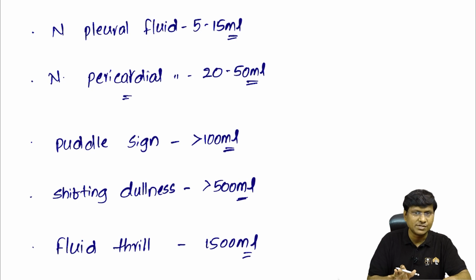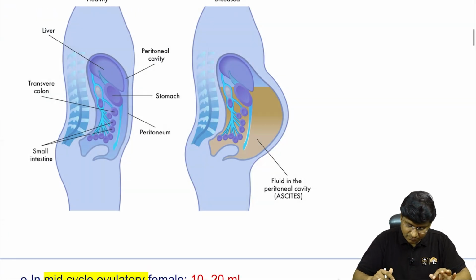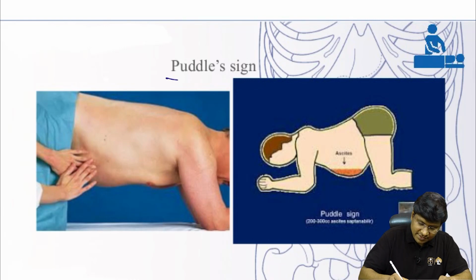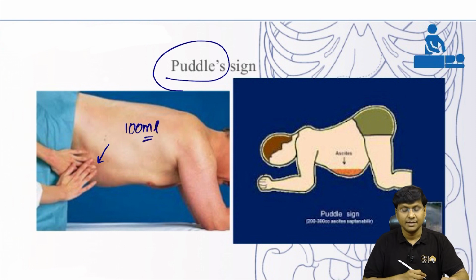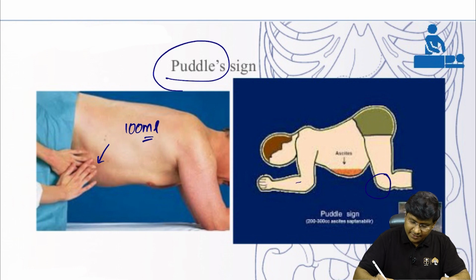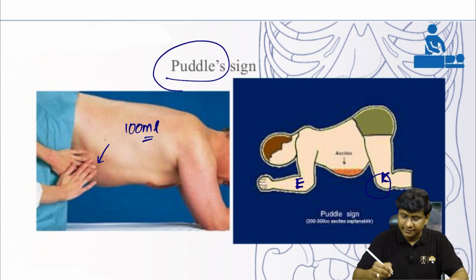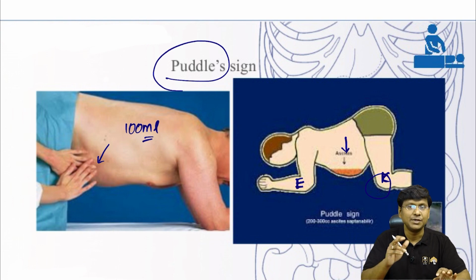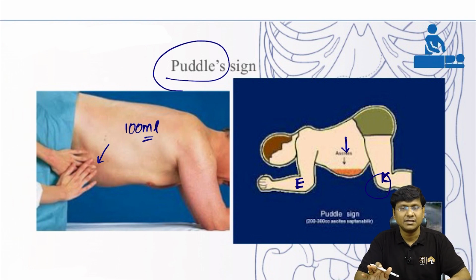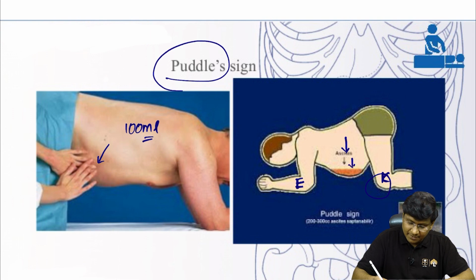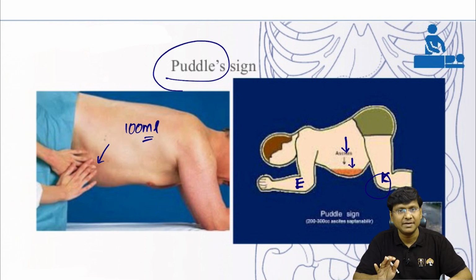Now let me show you the images of these. You see this is the Puddle sign. How much can it detect? Around 100 ml within the peritoneal cavity. You should make the individual lie down in the knee-elbow position, right? The fluid gets accumulated within the central part of the abdomen, and you need to do percussion. When you percuss, the flanks will have a tympanic note, whereas the central part of the abdomen will have a dull note. That is how the Puddle sign will be positive.